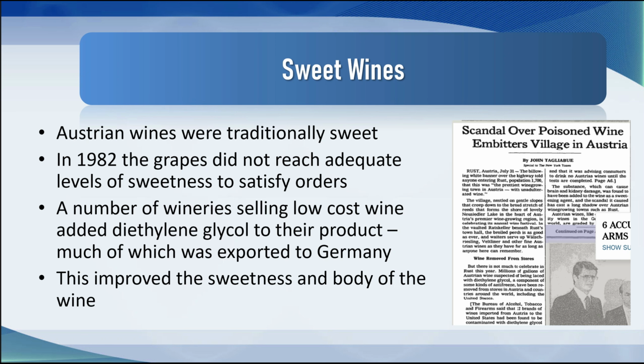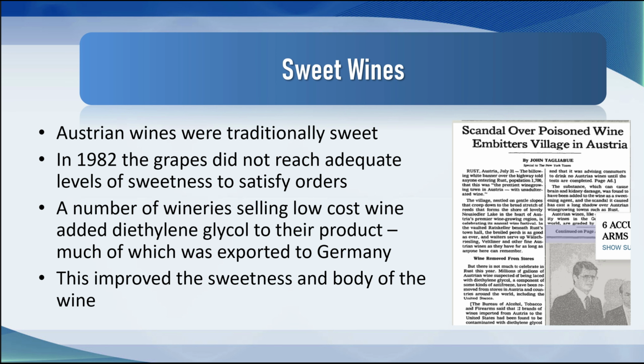And Austrian wines were never quite as sweet as German wines, but they had a large volume production that was contracted to various supermarkets. But there was a problem in the early 80s in that the weather wasn't great and the wines didn't sweeten, and they didn't get quite sweet enough to satisfy the orders. And a number of wineries and a chemist conspired to adulterate the wine with ethylene glycol to improve the sweetness and body of that wine.